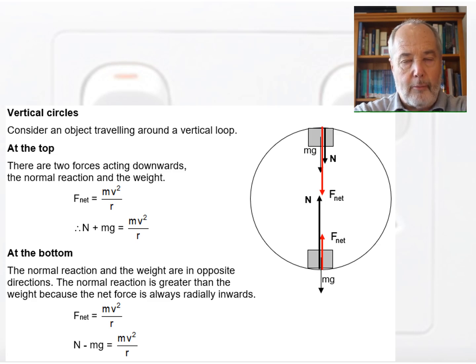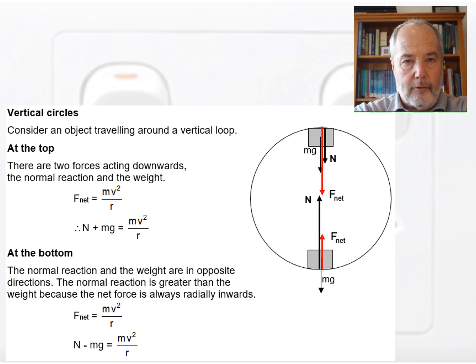They're going to sum together to give me the net force, which is going to be N plus mg. Because it's moving in a circle, it's going to equal mv squared over r. I set the equation up and I solve for the unknown at that point.